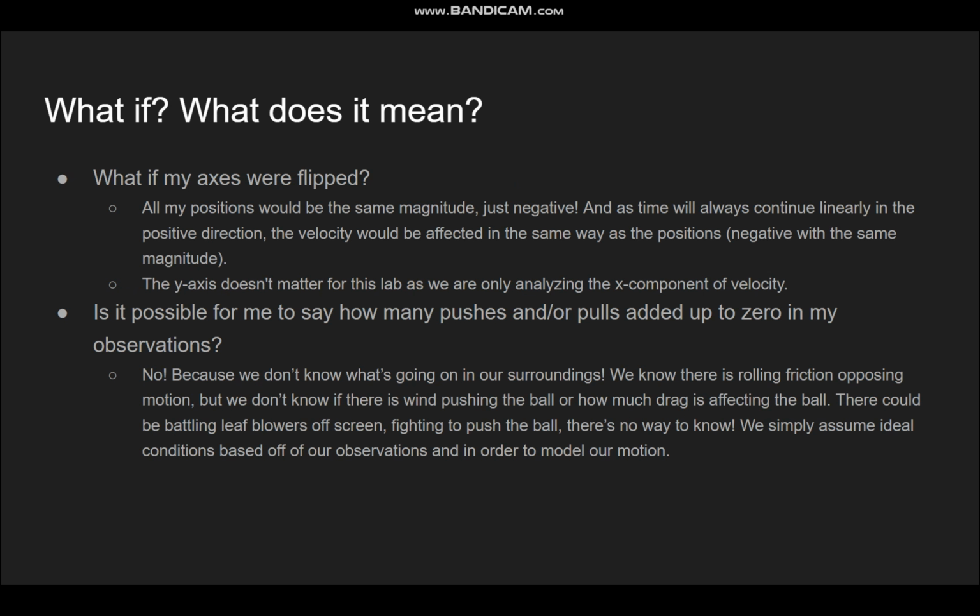Second question: is it possible for me to say how many pushes and/or pulls added up to 0 in my observations? No, because we don't know what's going on in our surroundings. We know that there is rolling friction opposing motion, but we don't know if there is wind pushing the ball or how much drag is affecting the ball. There could be battling leaf blowers off screen fighting to push the ball. There's literally no way to know. We simply assume ideal conditions based off of our observations and in order to model our motion simply.